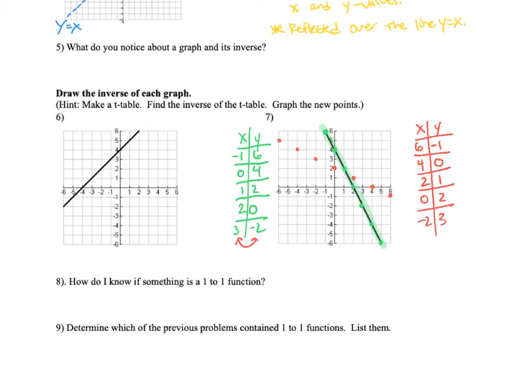And remember, we're going to graph this from one end to the other. There we go. So we can now see, here's our inverse. Even though we didn't come up with the equation, this is what you can always do for a graph.